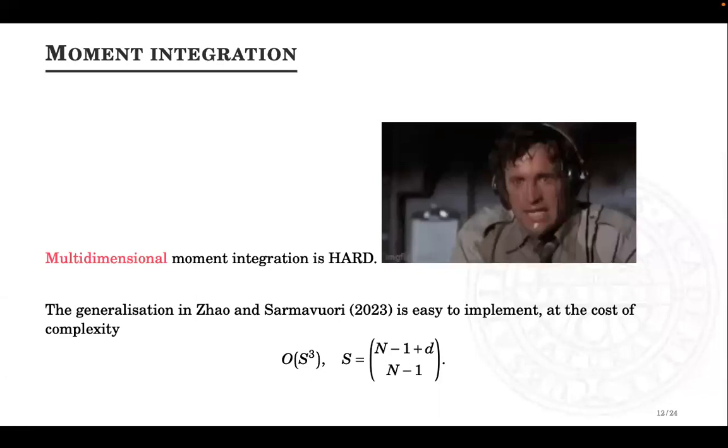So anyway, in our approach, we came up with a generalization of the 1D case at the cost of very expensive computation. The computational complexity will be cubic in S, and S is a binomial of the order and the dimension. So this is a disaster if you have a very high dimension.